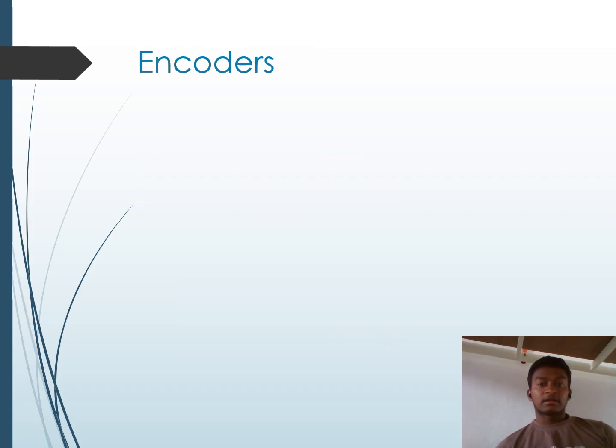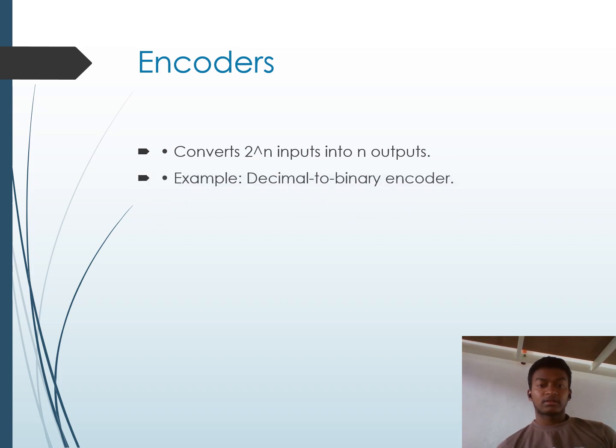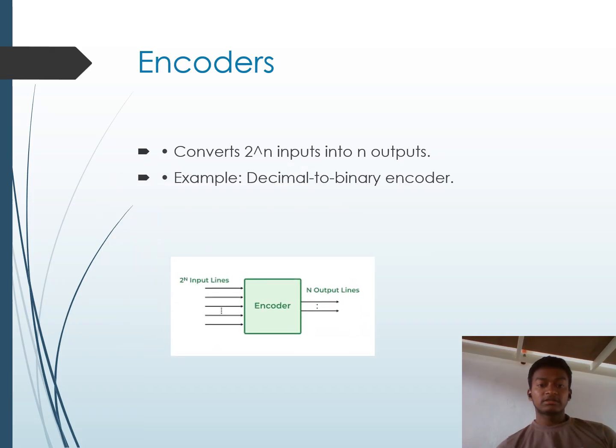Encoders. Encoders can convert 2 power n inputs into n outputs. For example, a decimal to binary encoder. This is the block diagram of an encoder.